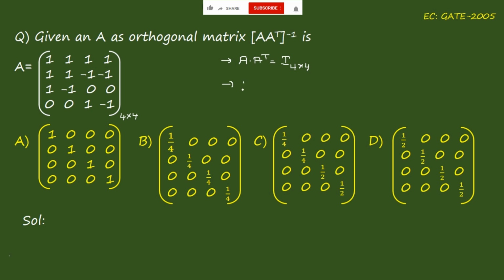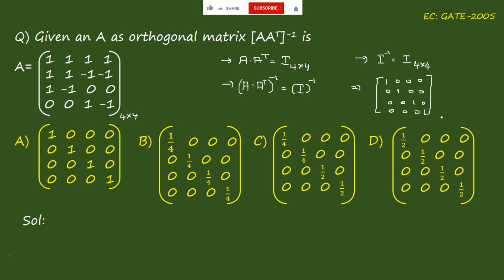Now in this case we have to find the value of A into A transpose whole inverse, which is equal to the identity matrix whole inverse. As we know, I inverse is equal to I only. So the identity matrix of a 4 cross 4 matrix, if you write it down, is 1 0 0 0, 0 1 0 0, 0 0 1 0, and 0 0 0 1. This is an identity matrix of 4 cross 4. So the answer is option A.